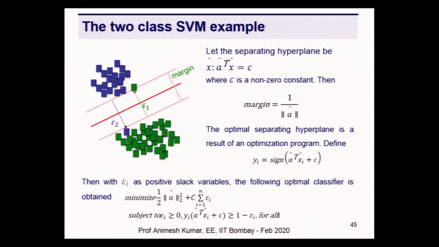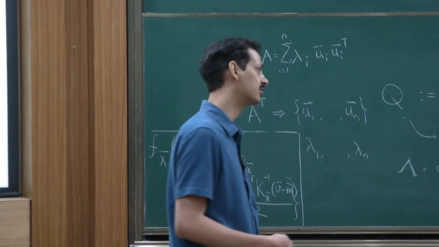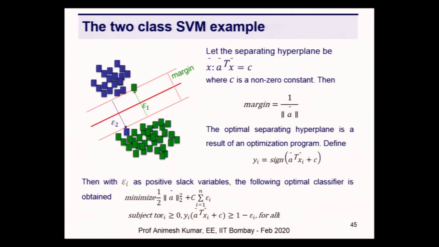So then the question may be, is this solvable, right? This is an optimization program. Is this solvable? What people showed was that this can be solved efficiently using convex programs and so on. Part of the reason is because you are dealing with separating hyperplanes here.